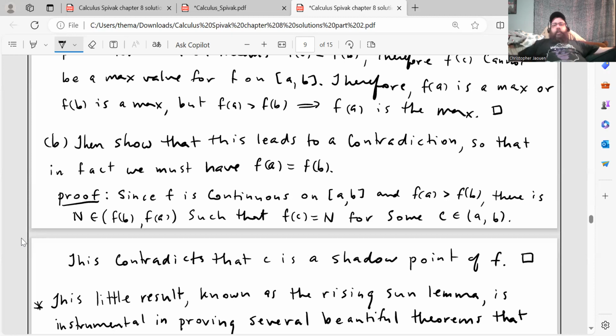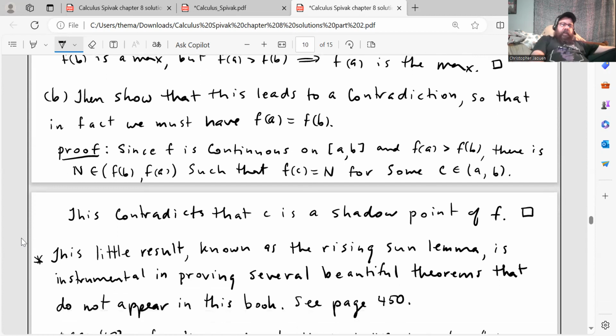Then show that this leads to a contradiction so that in fact we must have f of A equals f of B. Okay, here's my proof. Since f is continuous on the closed interval from A to B, and f of A is greater than f of B, there is a number n in the open interval from f of B to f of A such that f of C is equal to n for some C in the open interval from A to B. That follows from the intermediate value theorem. Right? But this contradicts that C is a shadow point of f, therefore the result follows.